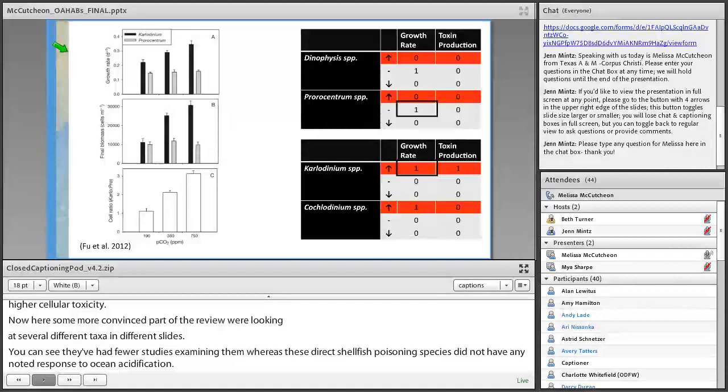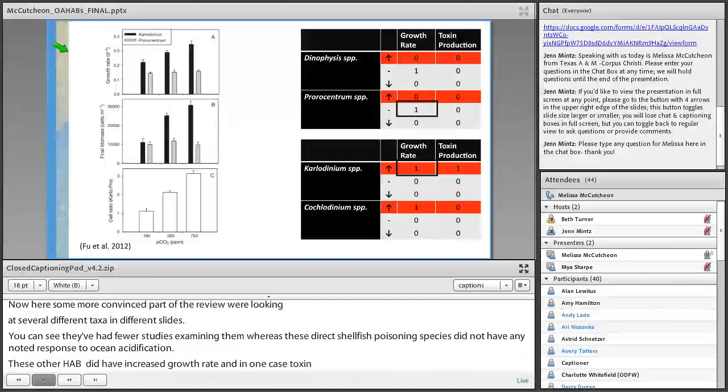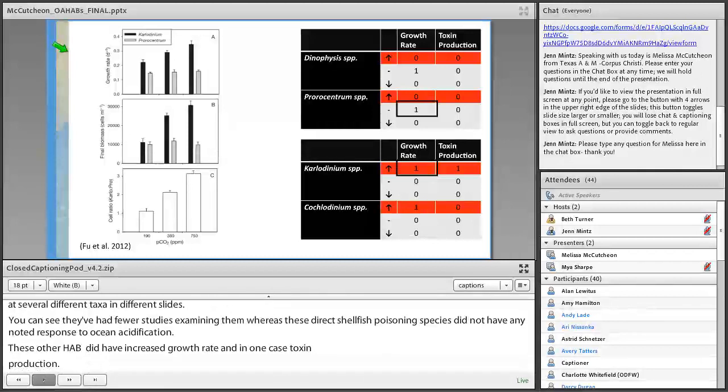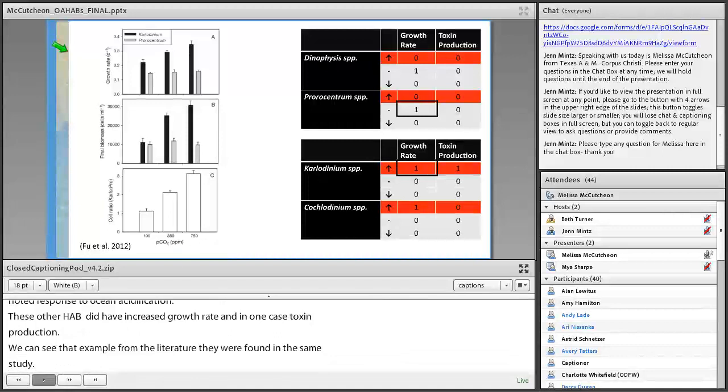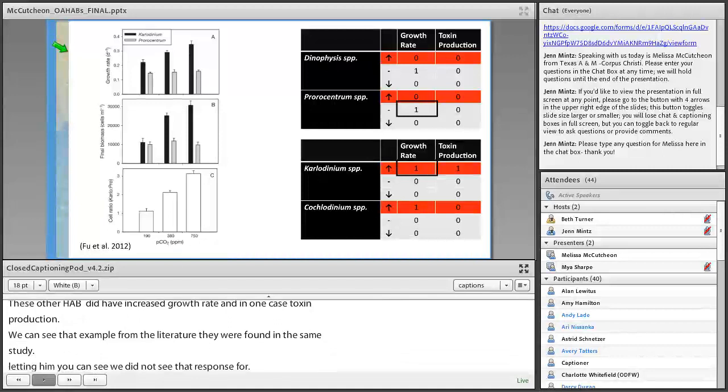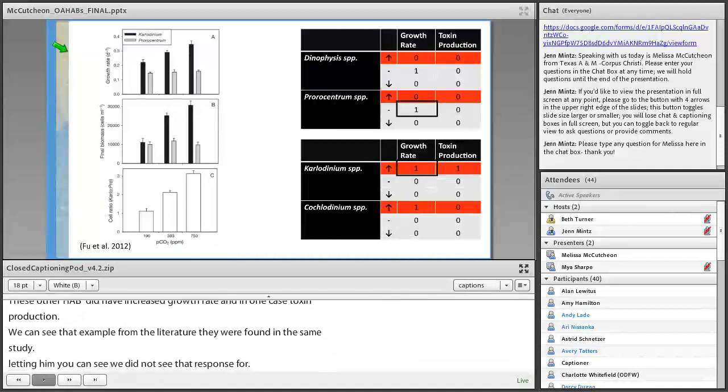And we can see that example from the literature. They were actually found in the same study, Prorocentrum and Karlodinium. You can see that we did not see that response for Prorocentrum. We did for Karlodinium, and that's also reflected in their cell ratios. So they were grown together.